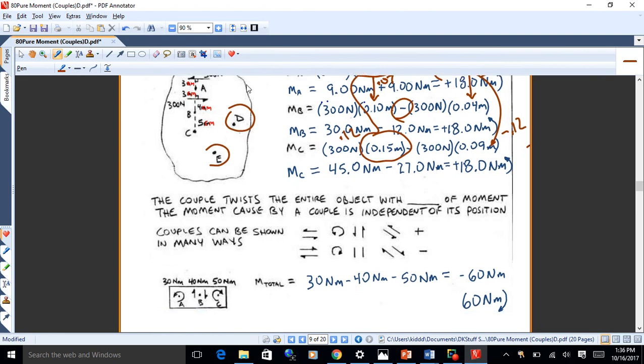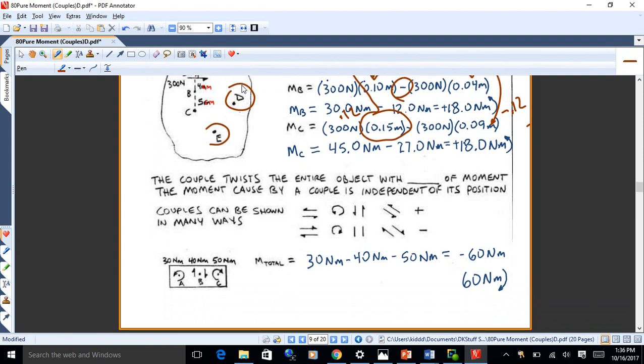So keep that one in mind, okay? That idea of moments being transferable when they're pure moments. Okay. Not only are they transferable, but they're additive. So in that example there, I got 30 Newton meters, 40 and 50. They've got different signs on them. Got three couples there. I can just add them up and get the net moment on that object.